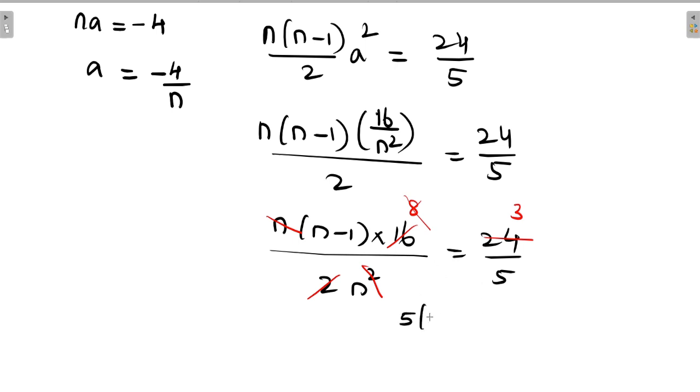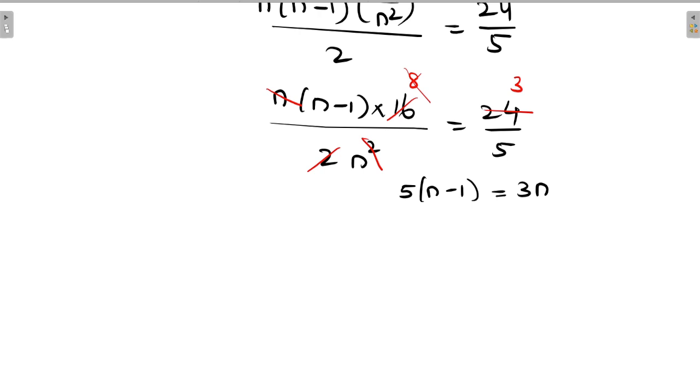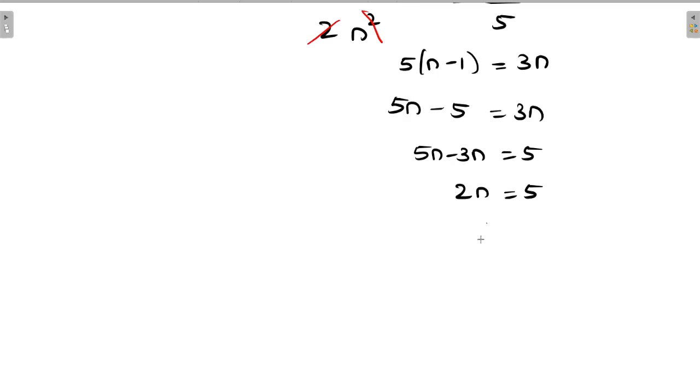5 times (n minus 1) is equal to 3 times n. So 5n minus 5 is equal to 3n. 5n minus 3n is equal to 5. 2n is equal to 5. n equals 5 by 2. Make sure n value 5 by 2 is greater than 0. So we found the value of n.